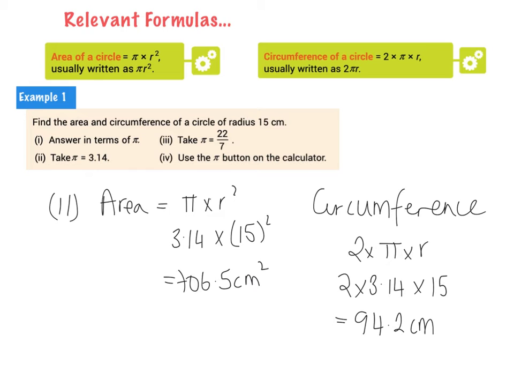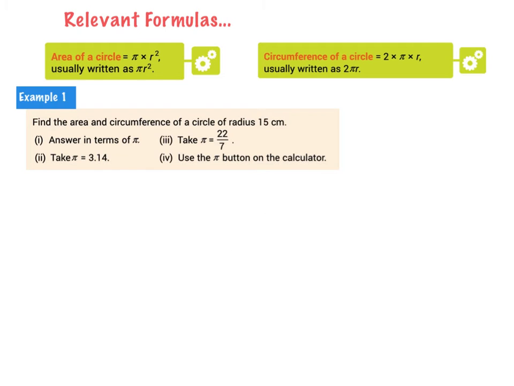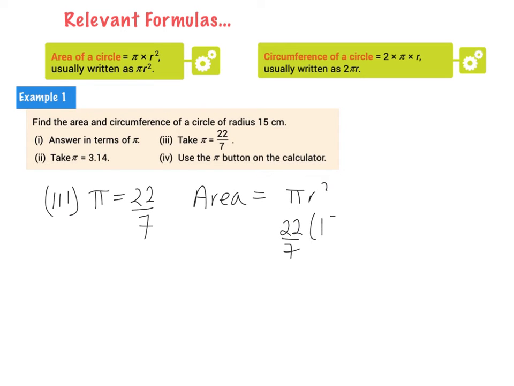Now let's do it where it's 22/7. So looking at part 3 now, the difference is we're taking that pi in this question is 22/7. So area, very simply, is pi r squared. So what we're going to say is 22/7 times 15 squared. And when we put that into our calculators, we're going to come out with 707 and 1/7 centimetres squared, or you could put it as a decimal, is fine too.